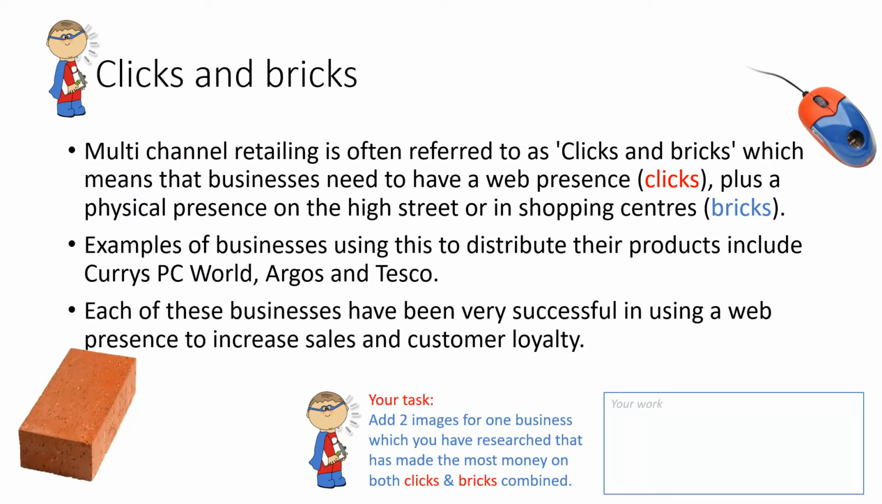Clicks and bricks. Multi-channel retailing is often referred to as clicks and bricks, which means that businesses need to have a web presence, the clicks, plus a physical presence on the high street or in shopping centres, the bricks. Examples of businesses using this to distribute their products include Currys PC World, Argos and Tesco's, and many more. Each of these businesses have been very successful in using a web presence to increase sales and customer loyalty.